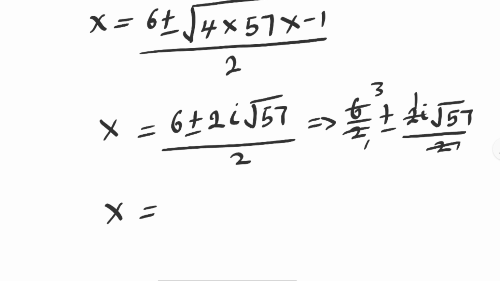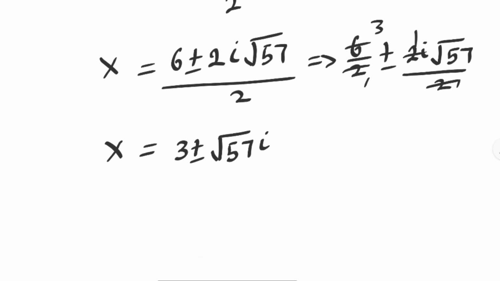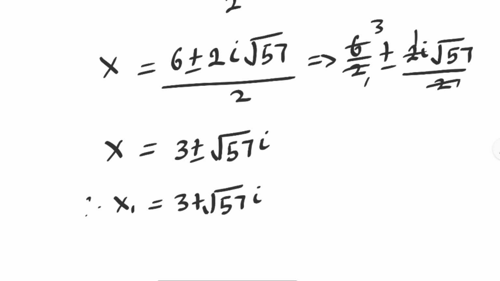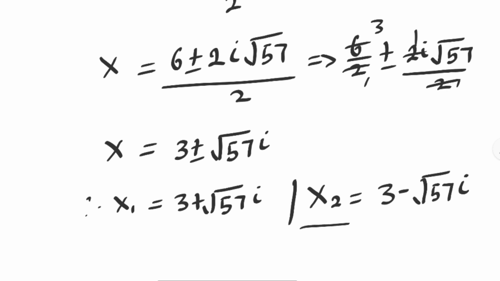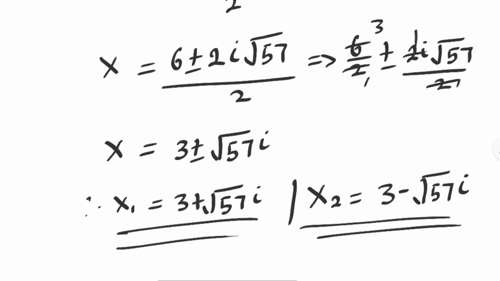x is equal to 3 plus or minus square root of 57 i. Therefore, x1 is equal to 3 plus square root of 57 i, and x2 is equal to 3 minus square root of 57 i. These are the values of x.